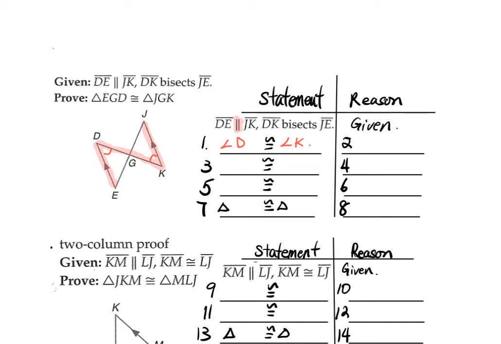By the way, some of you might choose angle E. If you choose angle E and angle J, that'll work too, okay? One or the other. And then you should also recognize that it says bisects. So if it's bisect, that means DK is the subject. It cuts JE in half. So then you recognize that EG is congruent to GJ.